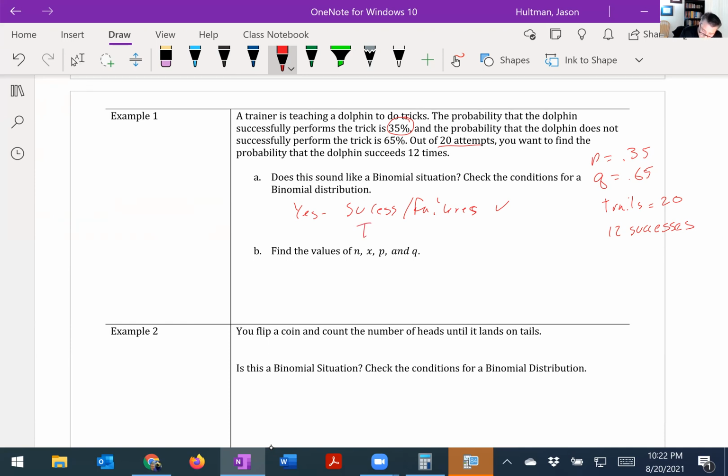Do we have independence? Yeah, the I is independence. Okay, does one trial influence the other? No. And do we have trials? Yes, we have 20 of them.